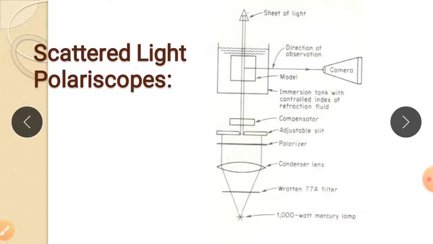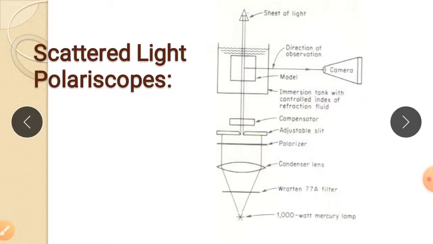In the conventional type, you can see there is a source of light, a polarizer, the model is placed, and an analyzer is there, and at the end you can see a camera taking the picture. But here there is a source, some lenses provided here, and you can see the model here, but there is no analyzer present. Instead, in the perpendicular direction you can see a camera.